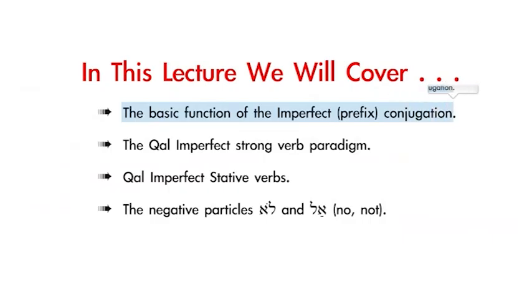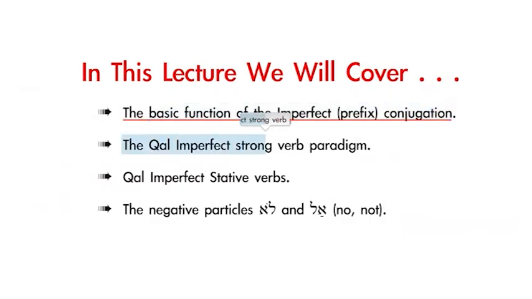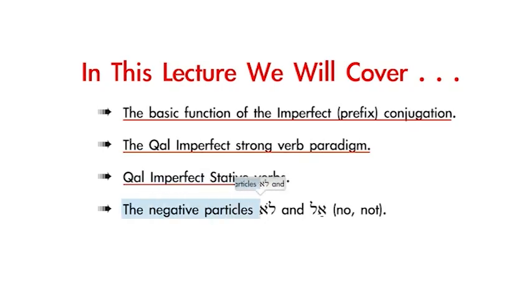Welcome to the lecture for Basics of Biblical Hebrew, Chapter 15, Qal Imperfect Strong Verbs. In this lecture, we will cover the basic function of the imperfect or prefix conjugation. We will take a look at the Qal imperfect strong verb paradigm and work to memorize it. We will cover Qal imperfect stative verbs, and then we will consider the negative particles lo and al with the imperfect. Before we look at the imperfect paradigm, let's consider some of the facts about this particular conjugation.